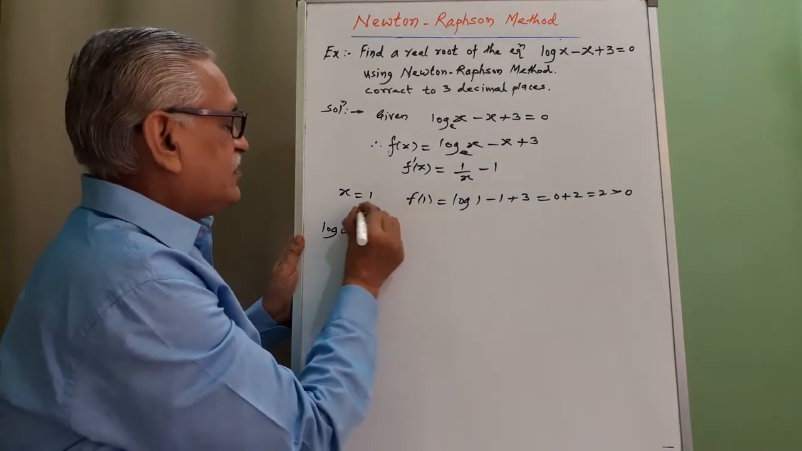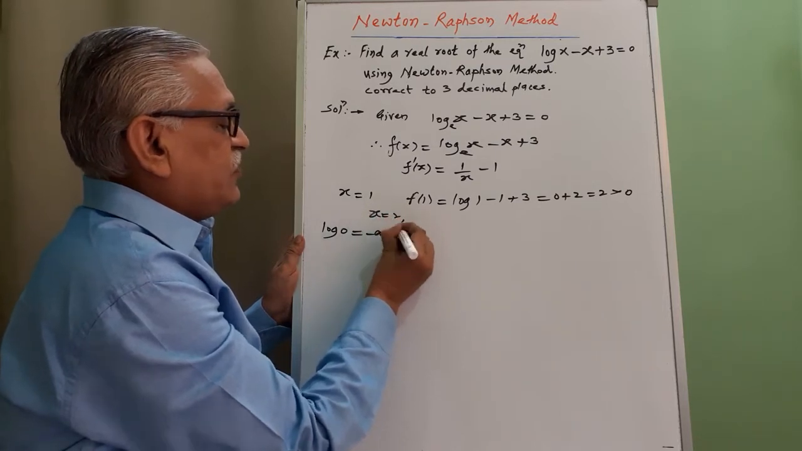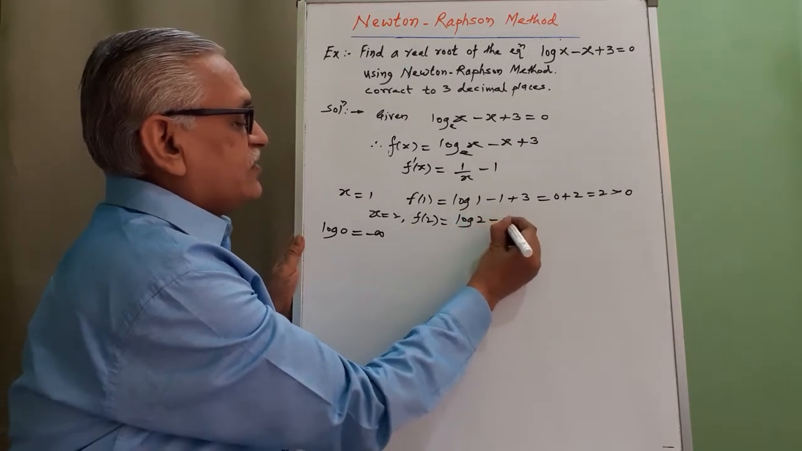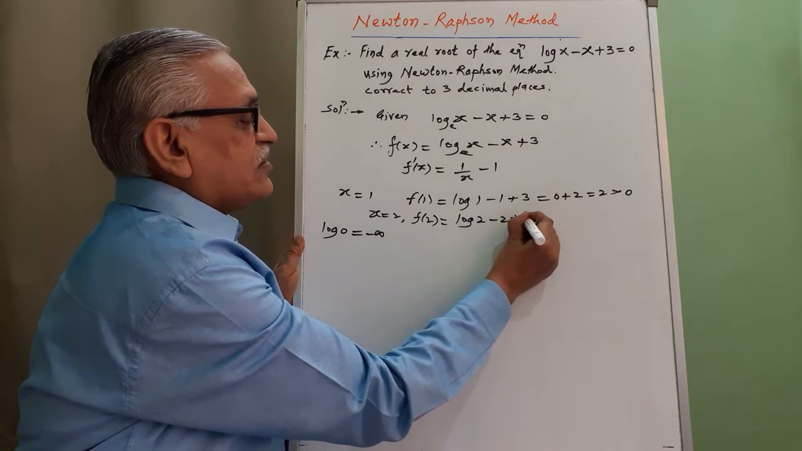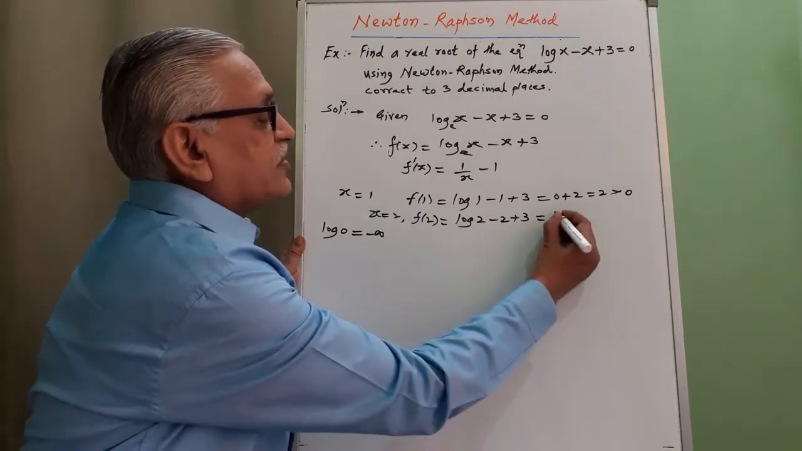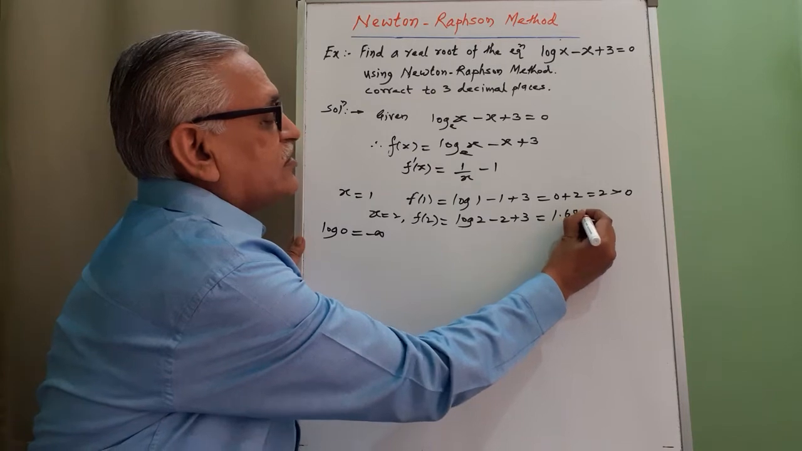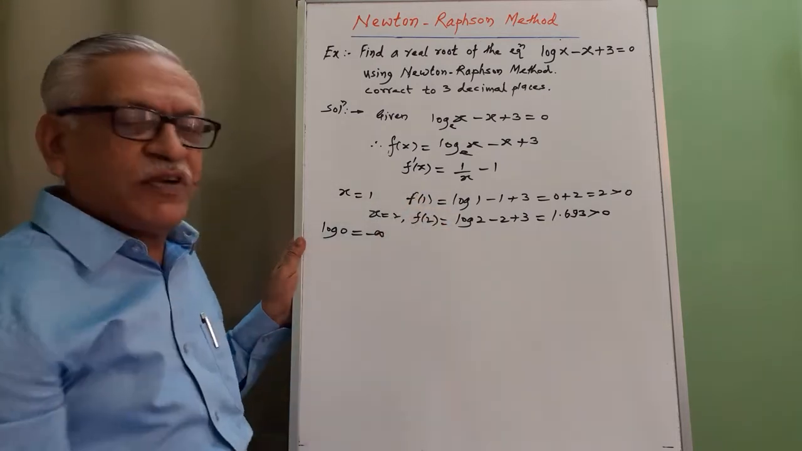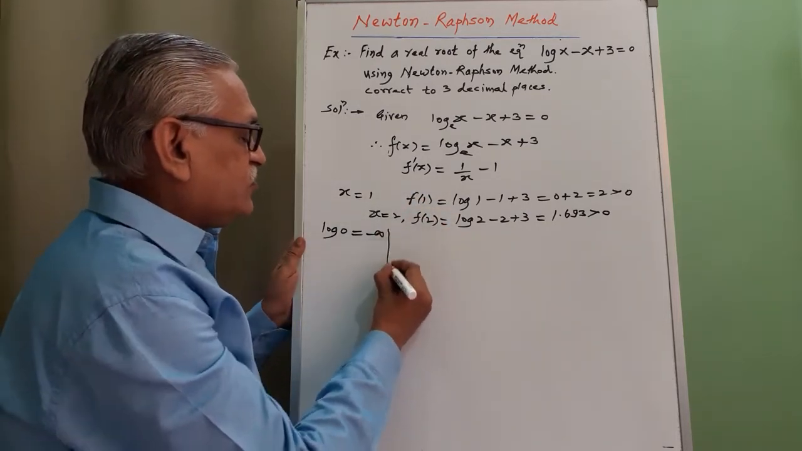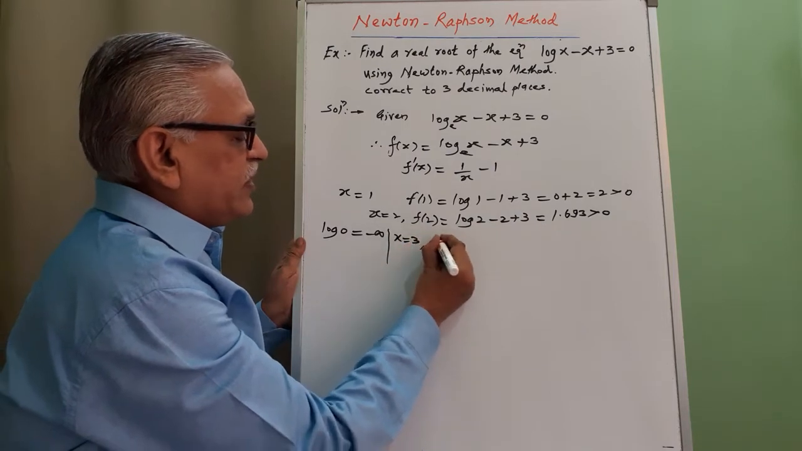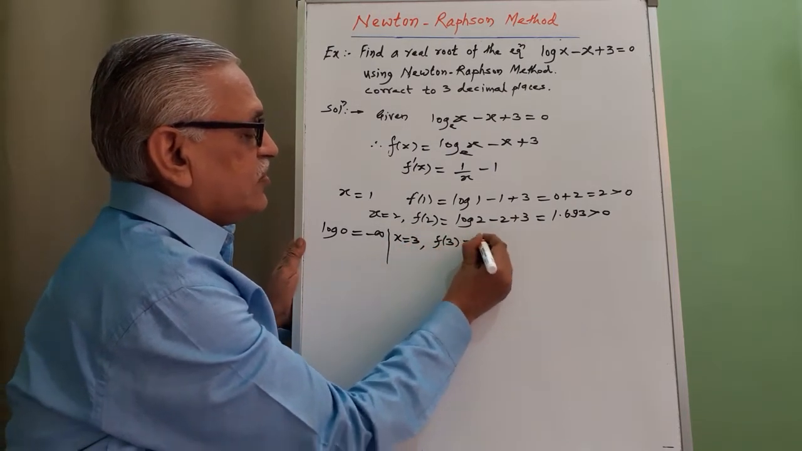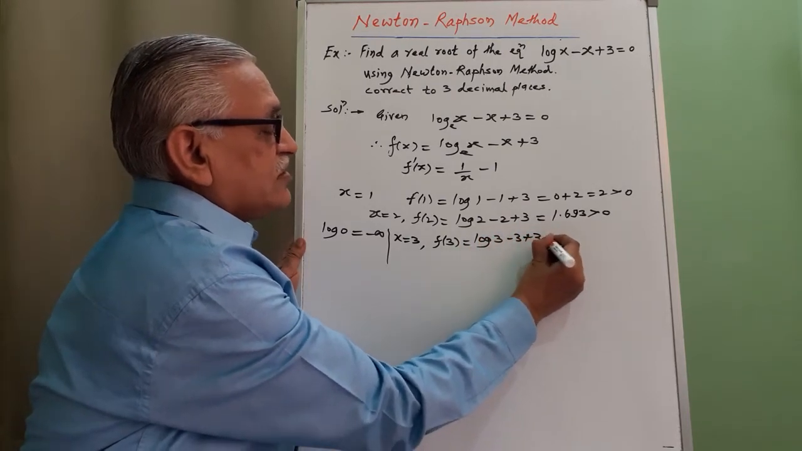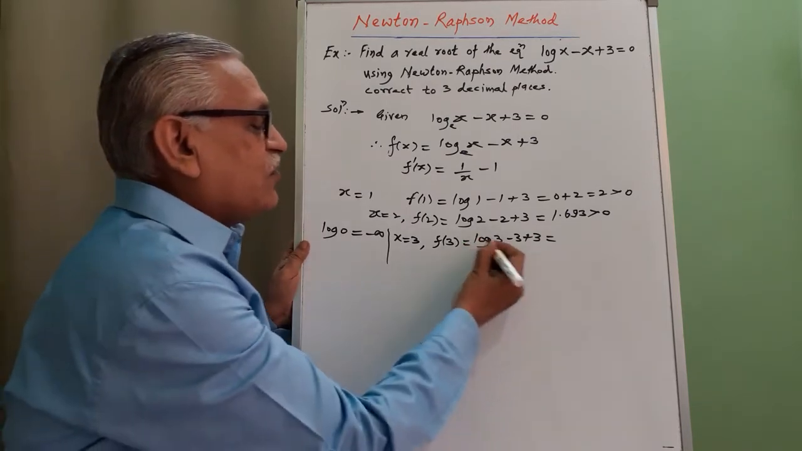Therefore, for next x is equal to 2, we get f of 2 as log 2 minus 2 plus 3, which is 1.693, once again positive, means both the signs are positive, root does not lie between 1 and 2. Next, for x is equal to 3, we get f of 3 as log 3 minus 3 plus 3, minus 3 plus 3 get cancelled, and the value is log 3.